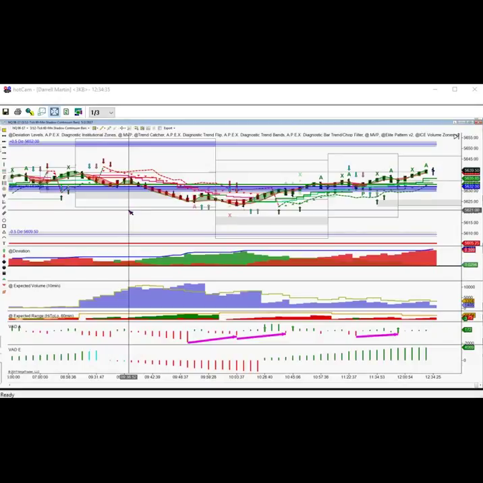Let's see here. Okay, now I'm gonna go through a couple other questions here. I think I got 3 questions. Chart trader versus DOM trader. I use the DOM personally.